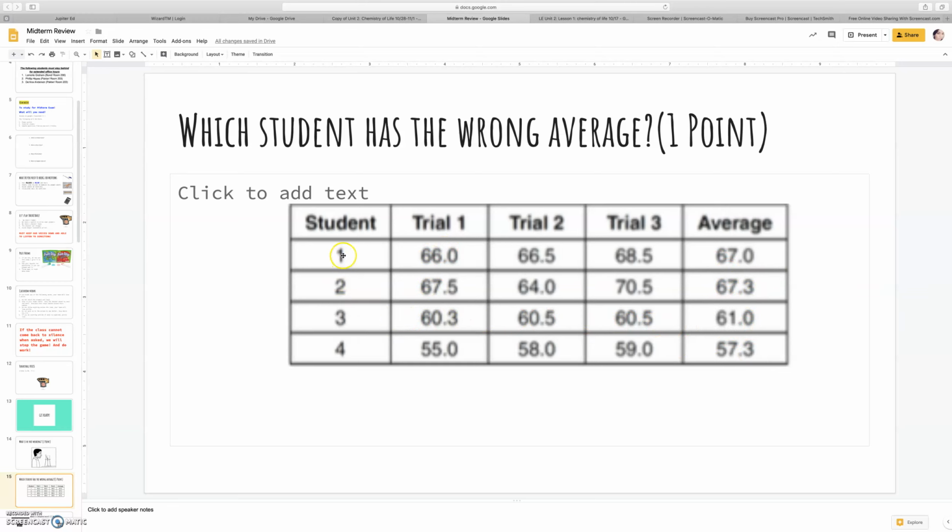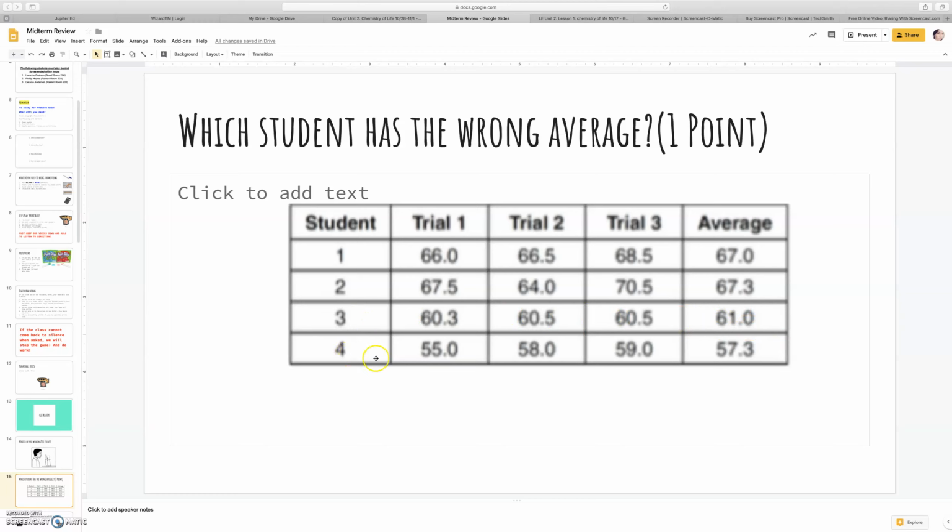So student 1 got these 3 numbers and then got this average, which was correct. This student got these 3 numbers and then got it correct. Now, student number 3 got 60.3, 60.5, 60.5. The average could never be 61 because he never got 61. So how could his average be 61 if he never reached that? So this one is the incorrect average.